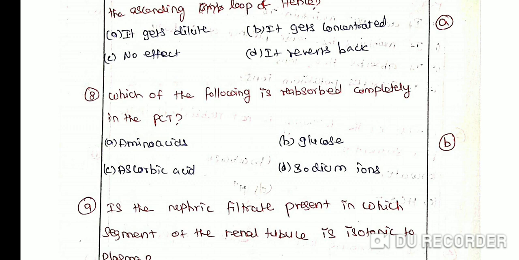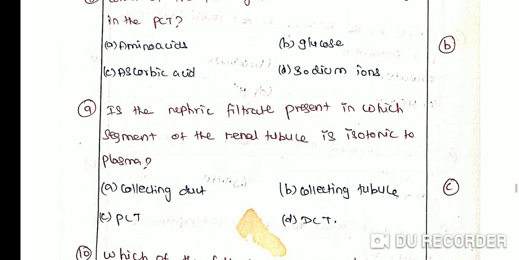Explanation: glucose is reabsorbed completely in the PCT by active transport. 70 to 80% of water is reabsorbed by osmosis, while 70% of sodium, potassium and calcium ions are actively transported.